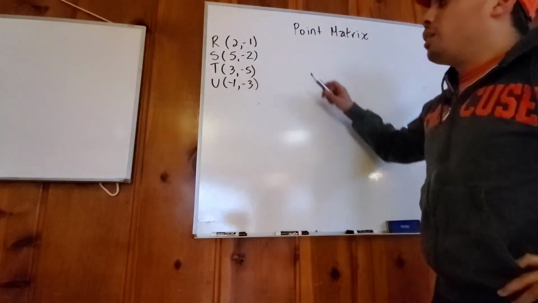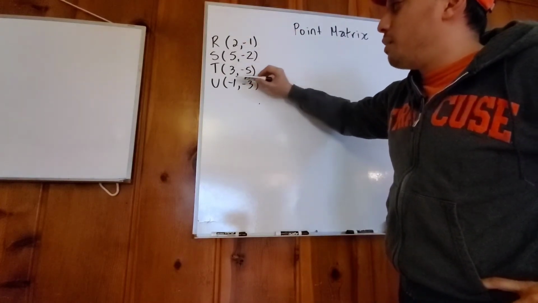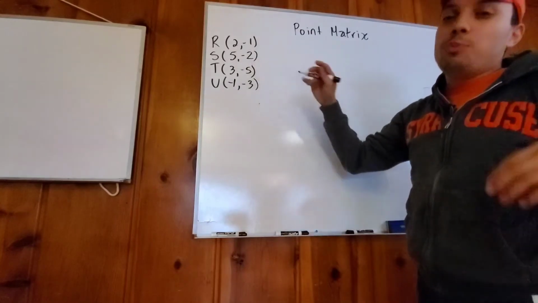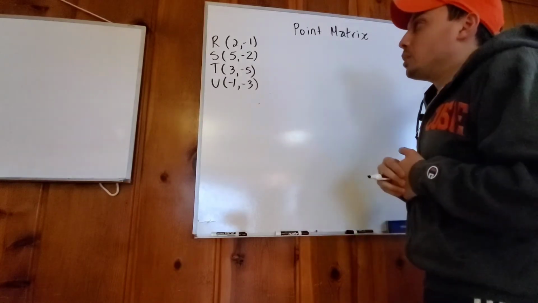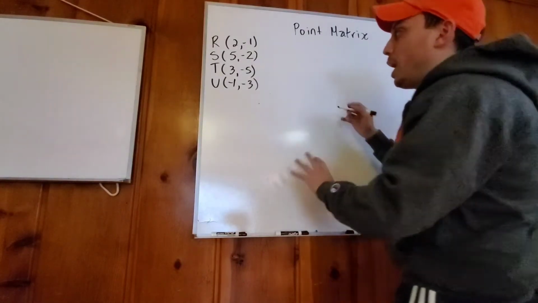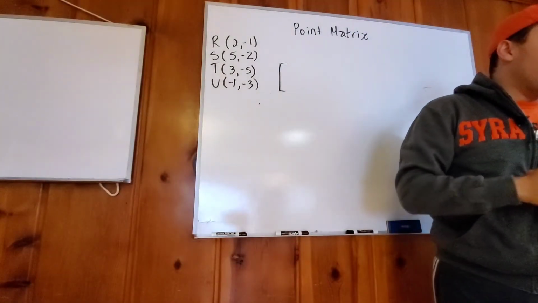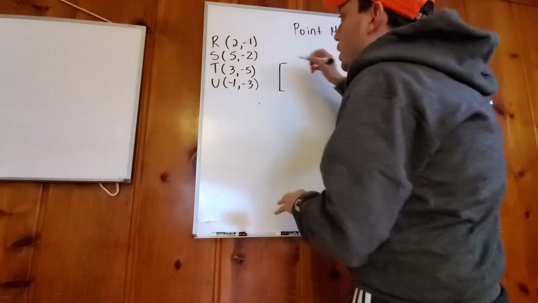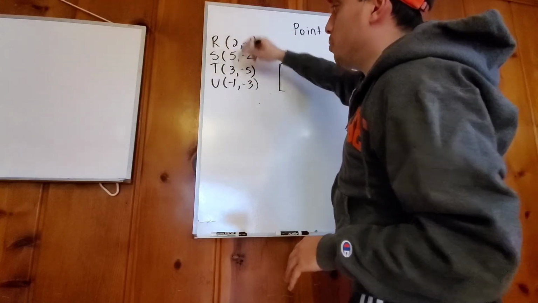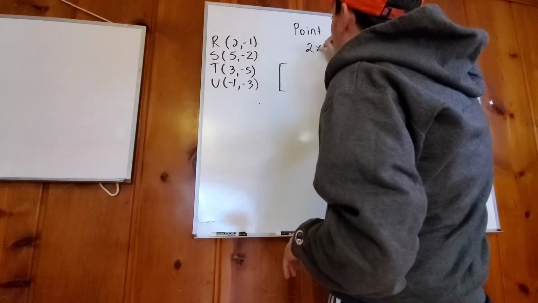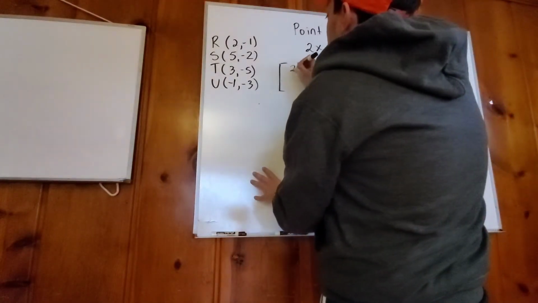And so one of the things that happens is that we are going to have 2, -1 and 5, -2 and 3, -5 and -1, -3. So this is going to be a shape that I'm going to arrange into a point matrix, right? A point matrix is only going to have 2 rows, because one is going to be for X and the other one for Y. And so it's going to be a 2 by 4 matrix.